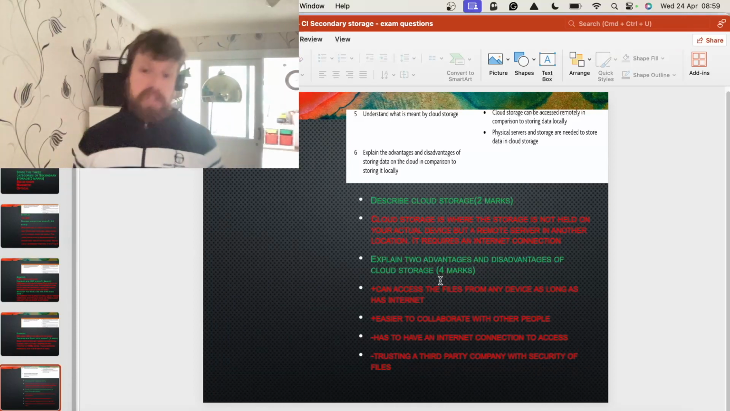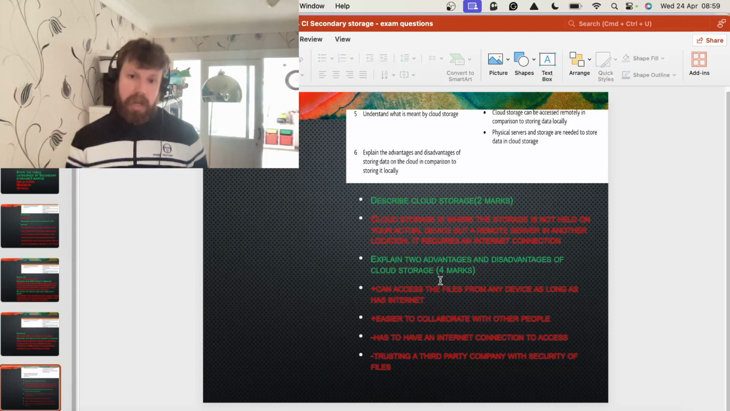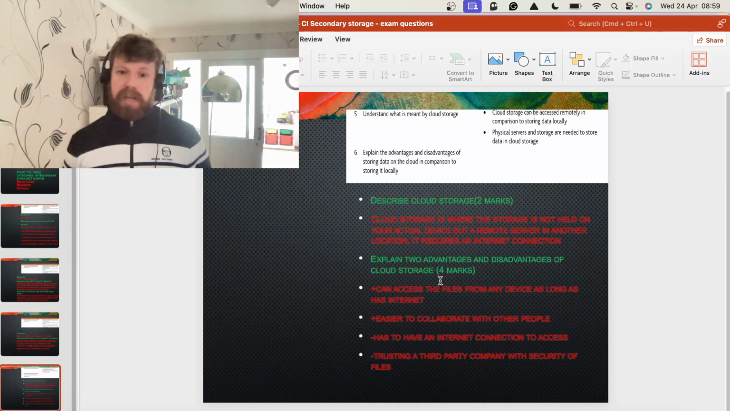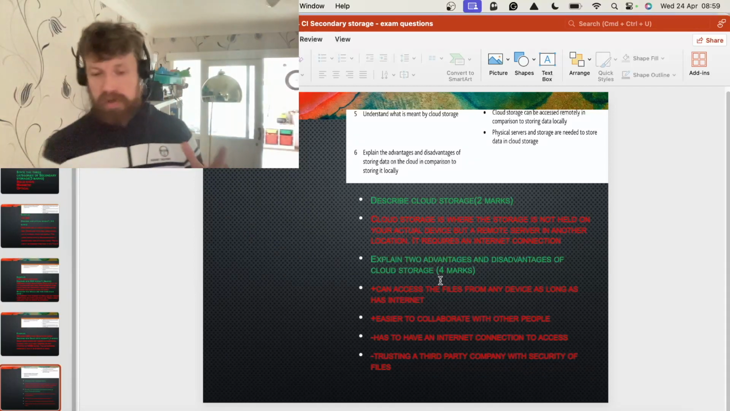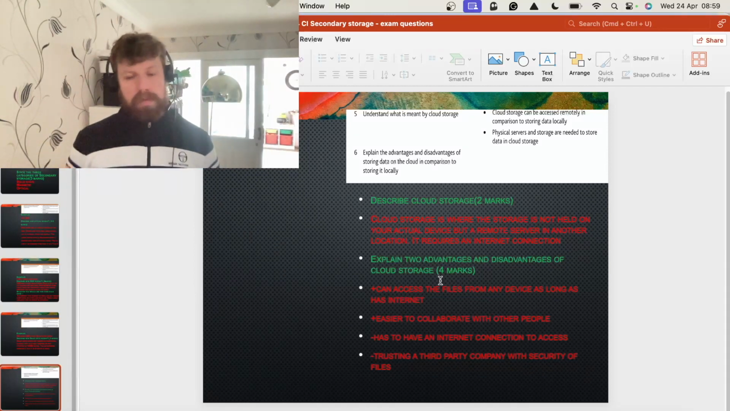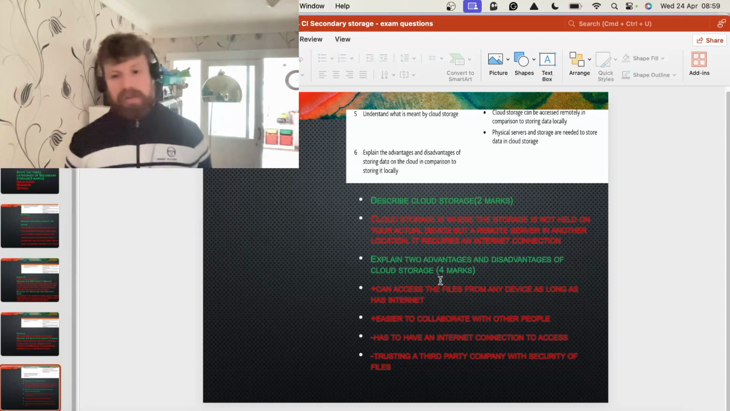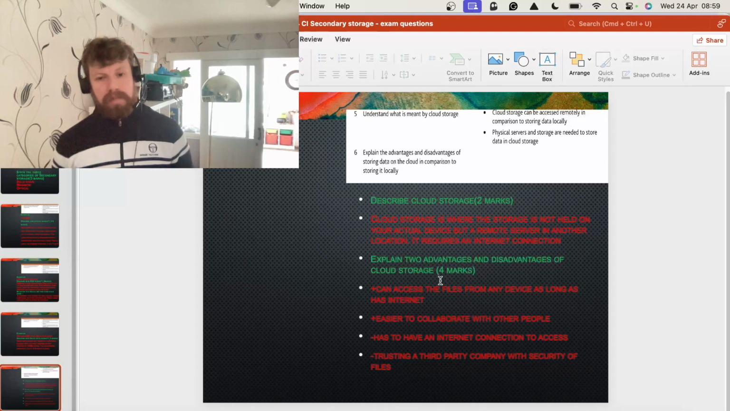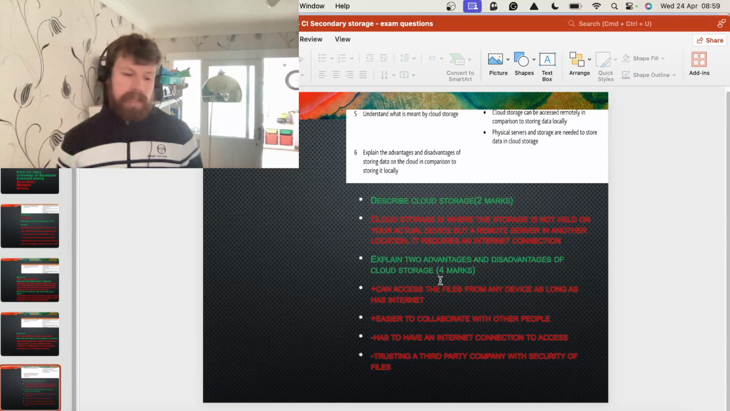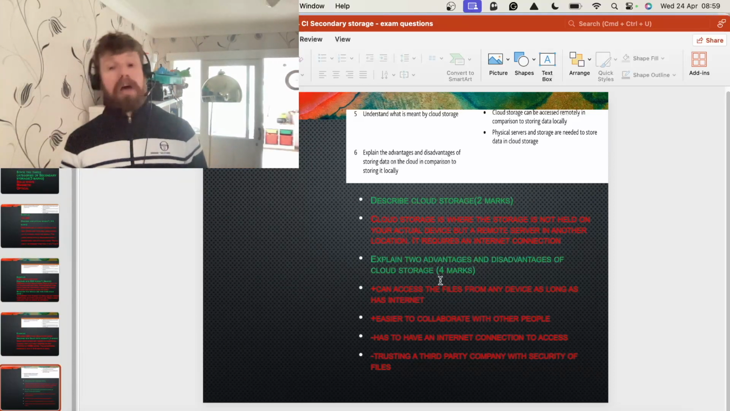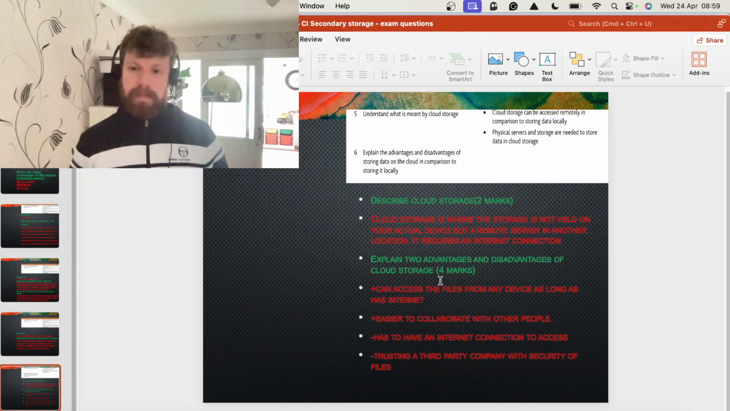You also need to know the advantages and disadvantages of these. The pluses are the positives, and the minuses next to them are the disadvantages. The pluses are that you can access the files from any device as long as you have an internet connection, and it's easier to collaborate with other people. The negatives, though, are that it has to have an internet connection to access the information, so some people do not have this, and this isn't a possibility. We're also trusting a third-party company with the security of our files. Whilst they may have really good security measures, we are still trusting them to uphold their end of the bargain.